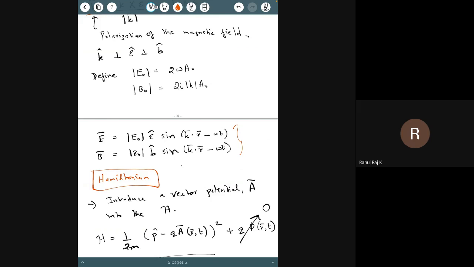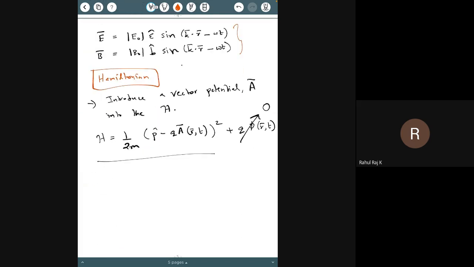Then once we have the potentials in a representation of light, we can simply introduce it into the Hamiltonian. So in one of our very first lectures, we had shown how to get the Hamiltonian for a system of charged particles interacting with a magnetic field. So this is basically the same, except for the fact that here the magnetic field is time dependent, and hence the vector potential is also time dependent. Okay, so that is the only difference. And also we remove the scalar potential term because we have considered the Weyl gauge.